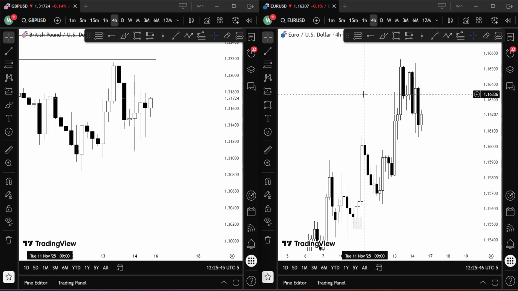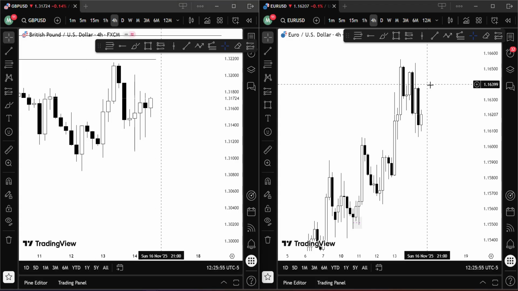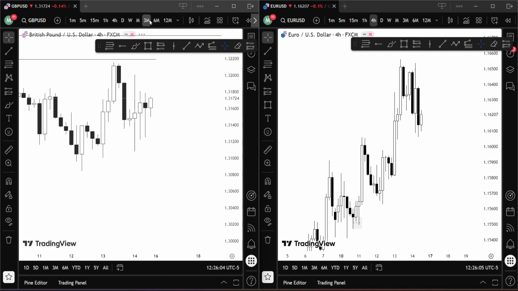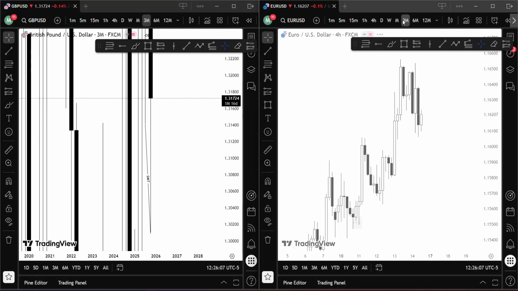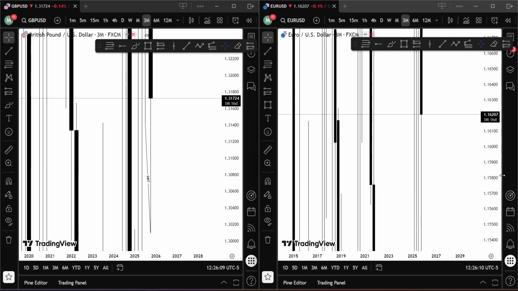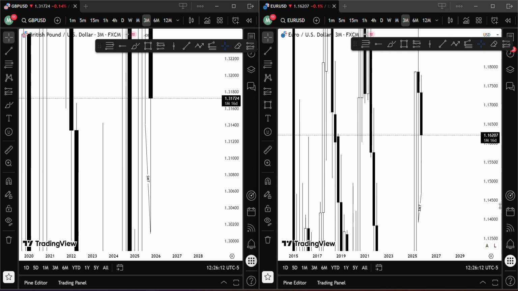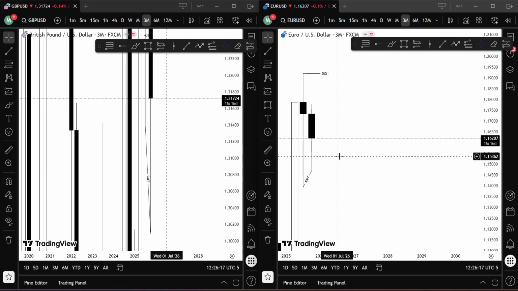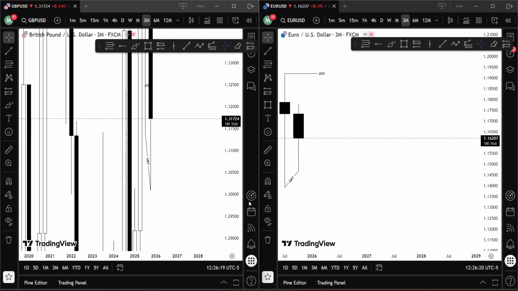For this trading week, I'm about to give you an outlook, specifically looking at GBP USD right there on my left and EUR USD on my right. I'll be giving you an outlook of what to expect as we trade throughout the week, even what to expect as the market opens.